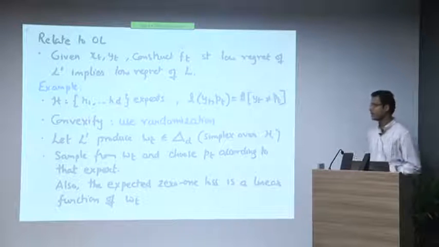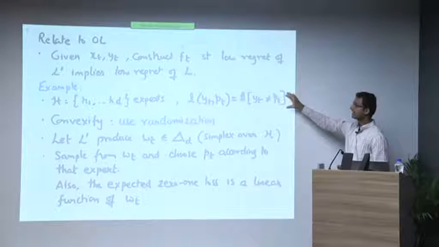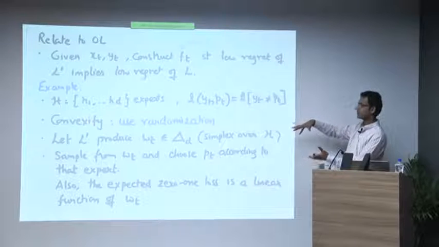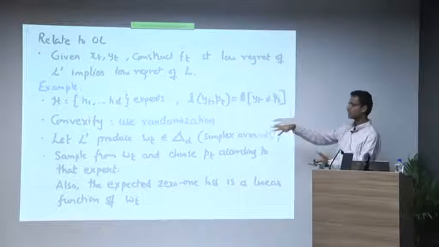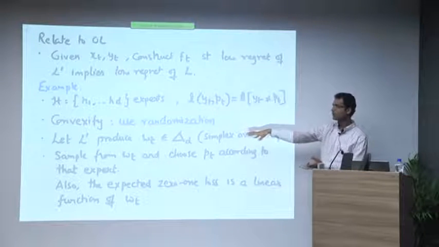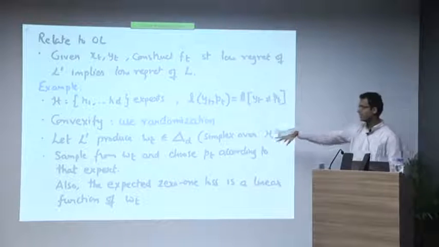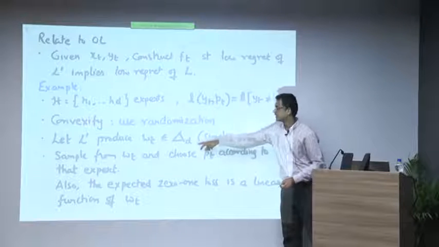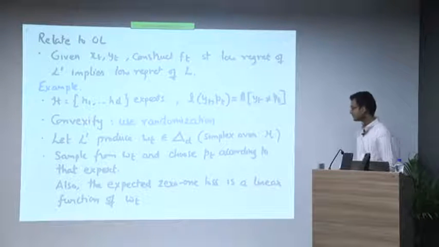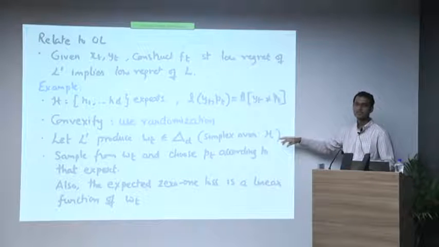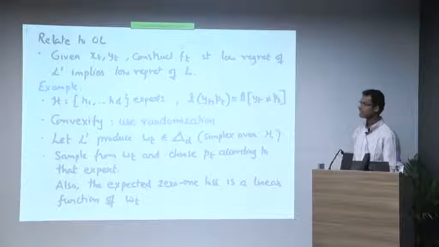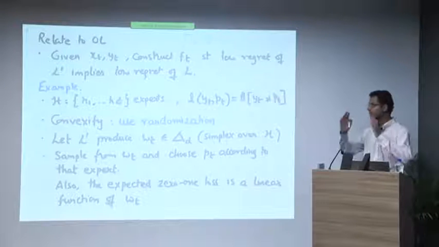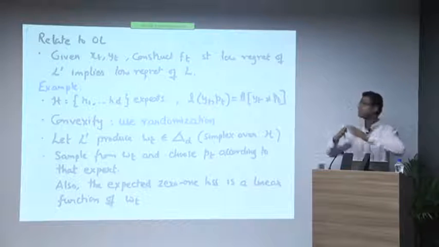Okay. So the way we're going to introduce the online convex optimization world into this is as follows. Let's create a learner L prime who produces WT from a simplex, which I'm denoting as delta subscript D, a simplex over H. So what does it mean? I have D experts, right? So I'm going to think of a D-dimensional simplex, and I'm just going to call that my set S.